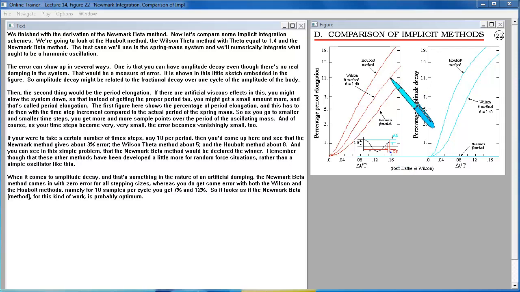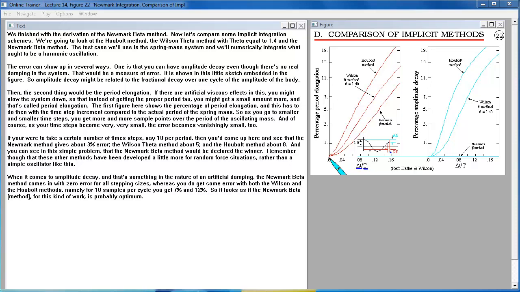The first figure here shows the percentage of period elongation, and this has to do with the time step increment compared to the actual period of the spring mass. So as you go to smaller and smaller time steps, you get more and more sample points over the period of the oscillating mass. And of course, as your time steps become very, very small, the error becomes vanishingly small too.